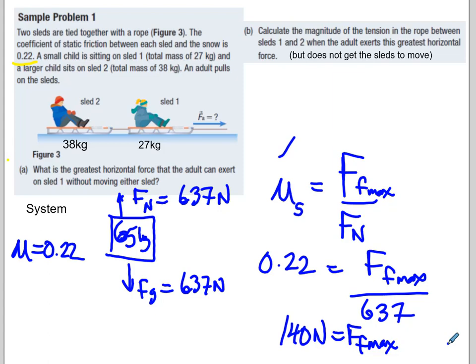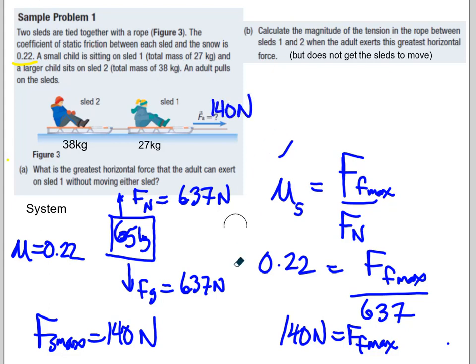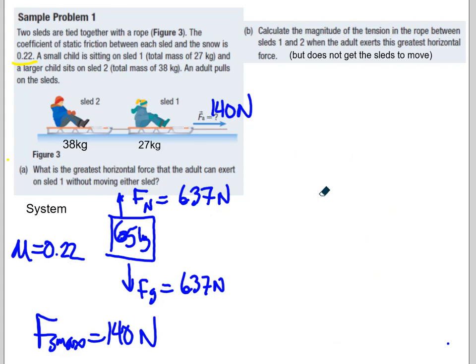Part B, calculate the magnitude of the tension in the rope between sleds 1 and 2 when the adult exerts this greatest horizontal force but does not get the sleds to move. So I'm just going to get rid of this part here. Let's move the 140. We already know our F_s max is 140 newtons. We'll carve out a little bit of room here for ourselves. Calculate the magnitude of tension in the rope.